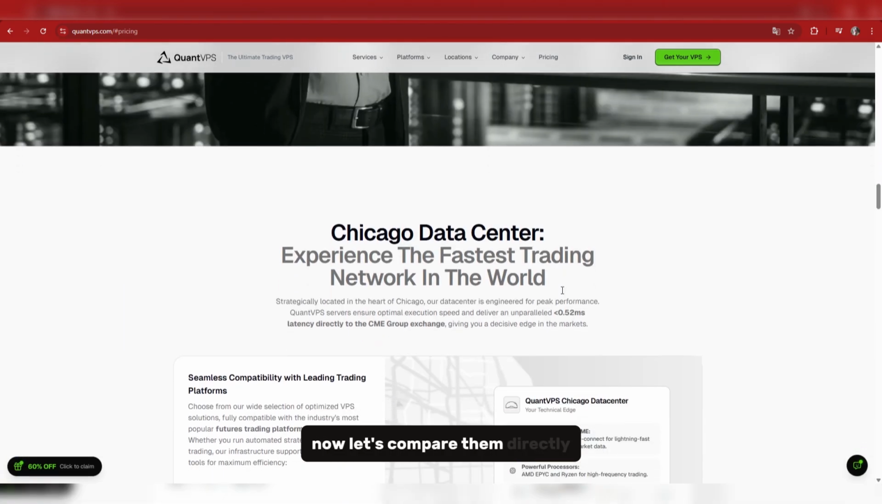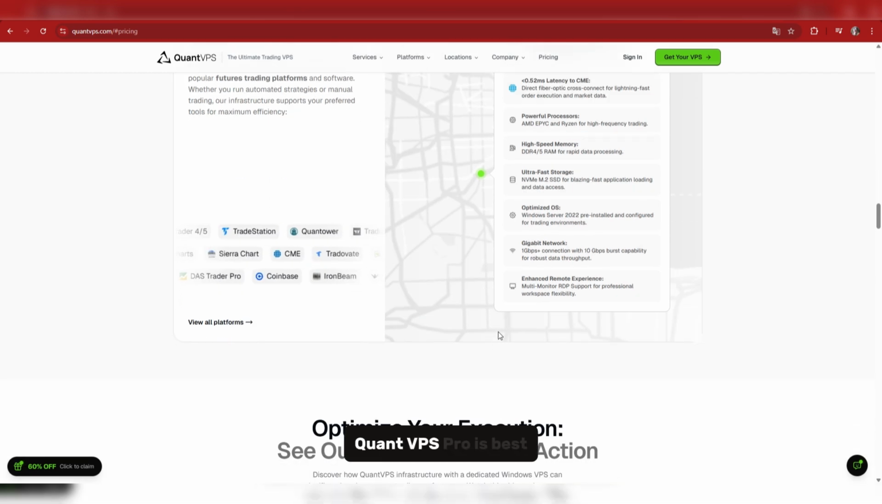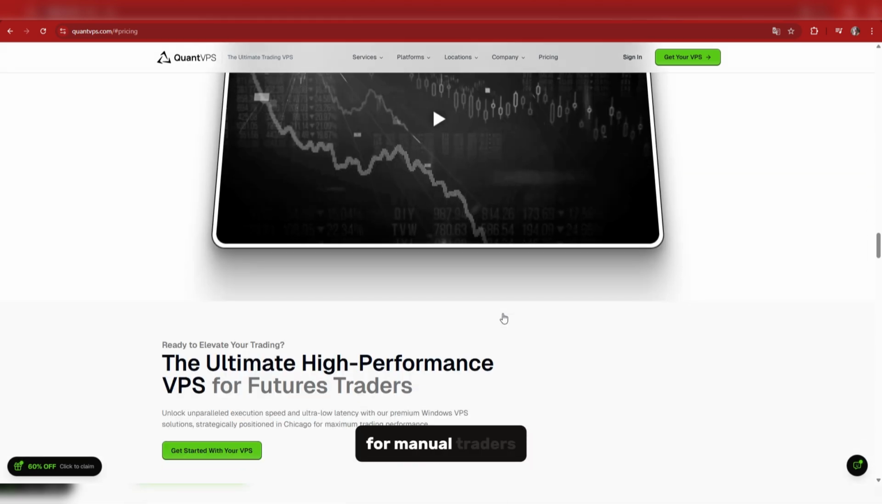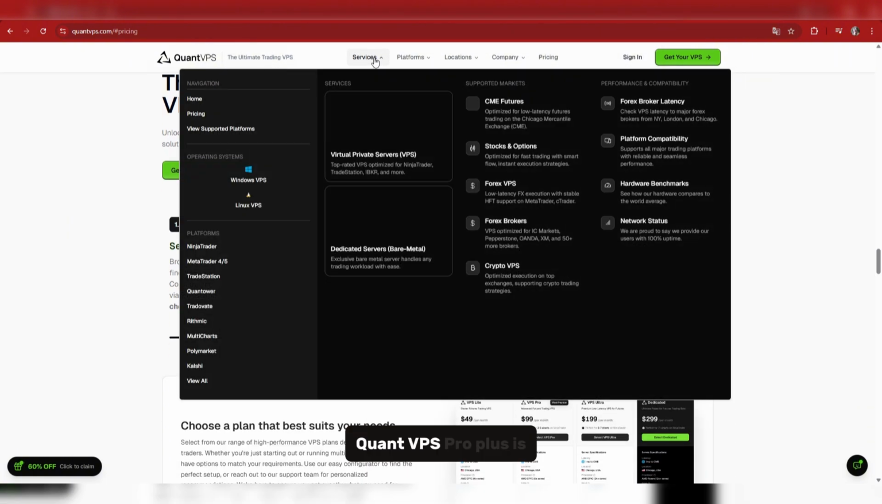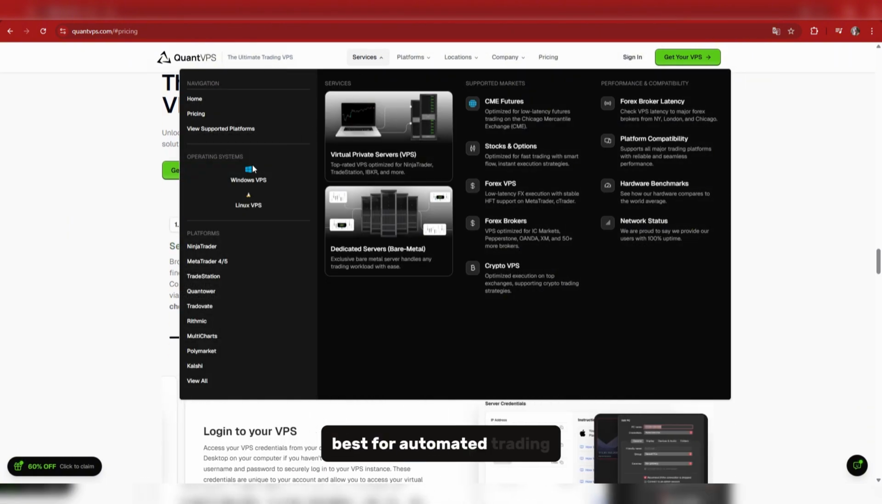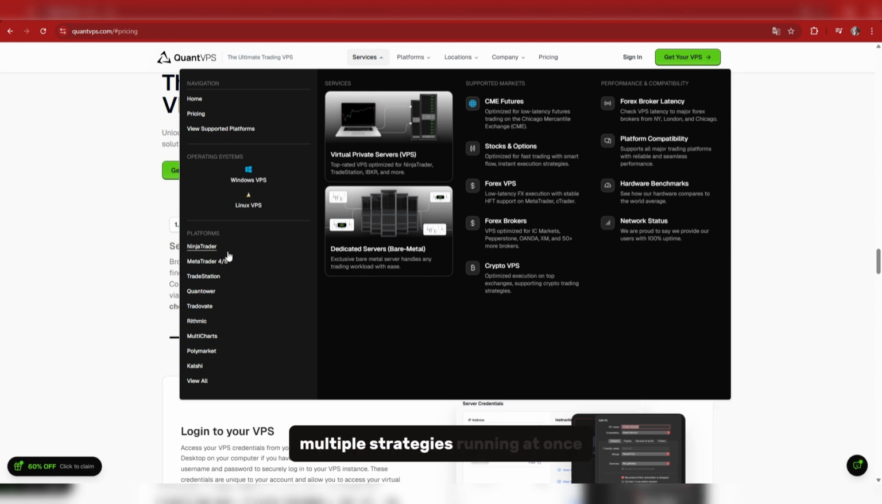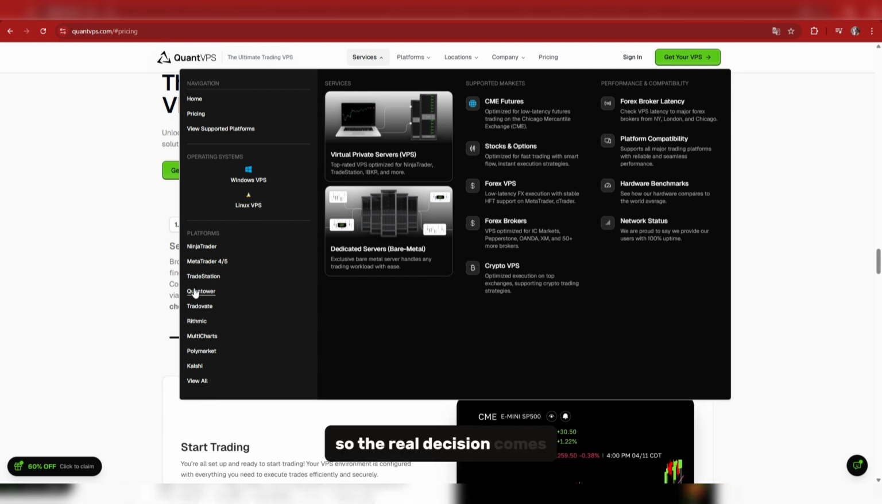Now let's compare them directly in a simple way. QuantVPS Pro is best for manual traders, single platform setups, and light to moderate usage. QuantVPS Pro Plus is best for automated trading, multiple strategies running at once, and traders who want maximum stability. So the real decision comes down to one thing: how heavy is your trading setup? If your setup is simple, Pro is more than enough. But if you're stacking tools, running bots, or planning to scale, Pro Plus gives you the extra power you'll eventually need.